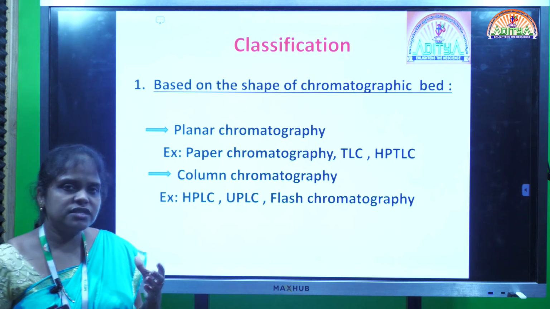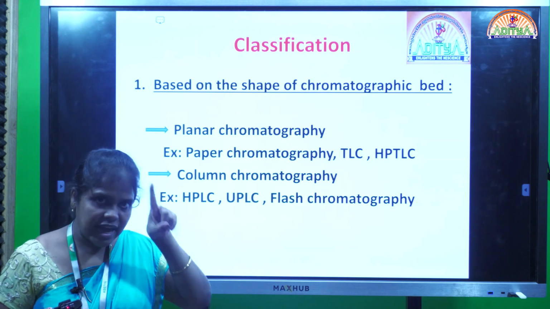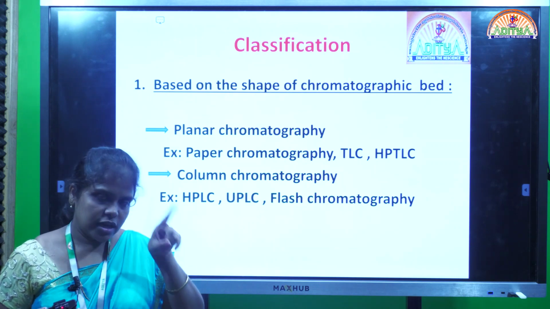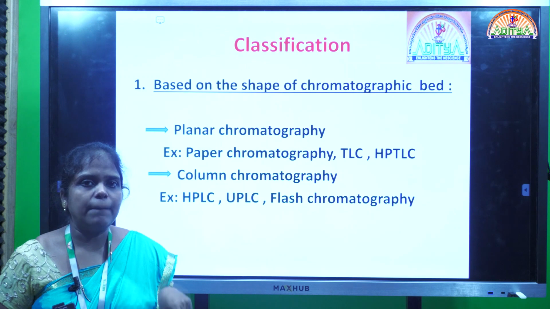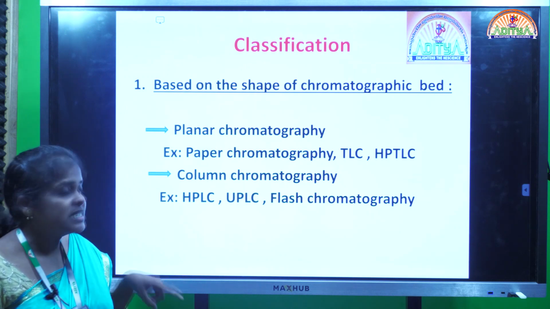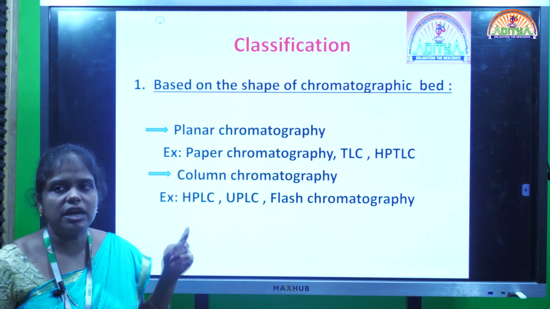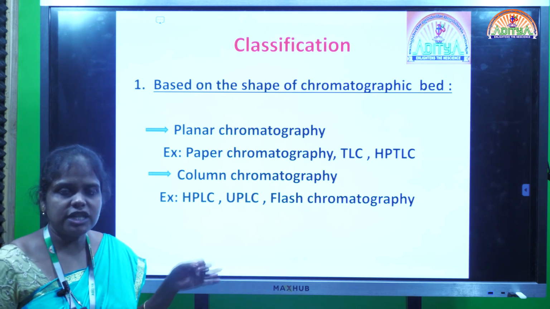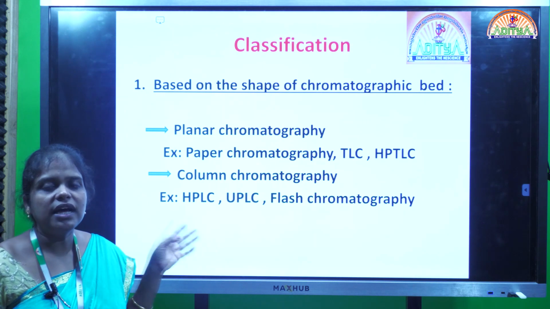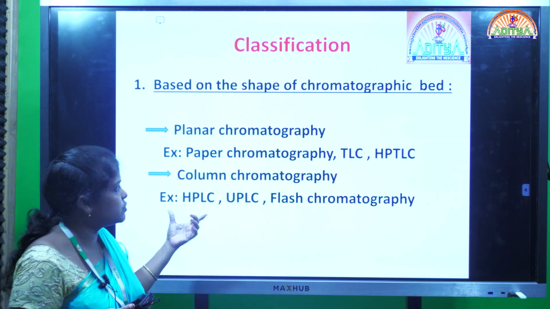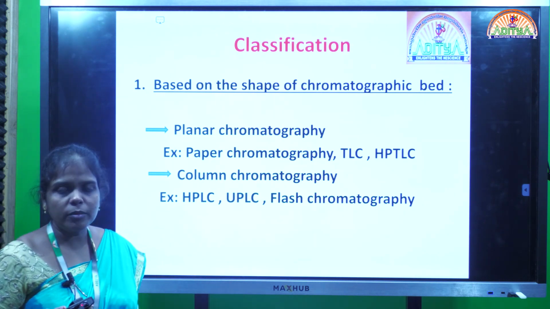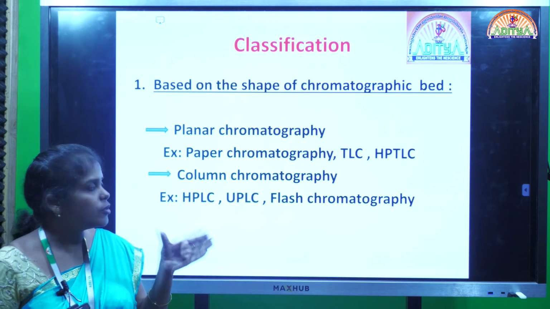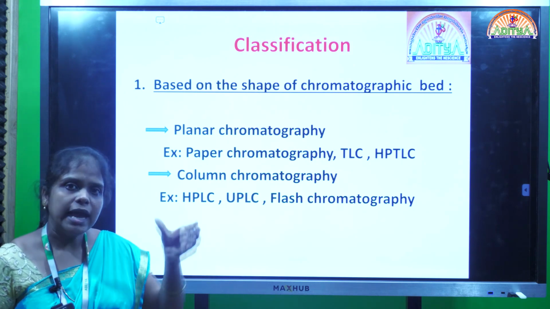All these plates which are in planar shape, rectangular shape or circular shape come under planar chromatography. The best examples of techniques which come under planar chromatography are paper chromatography, TLC, HPTLC, which we will discuss in later classes. And coming to the next one, column chromatography. Column chromatography means the shape of the chromatographic system we are using is in the form of a column.